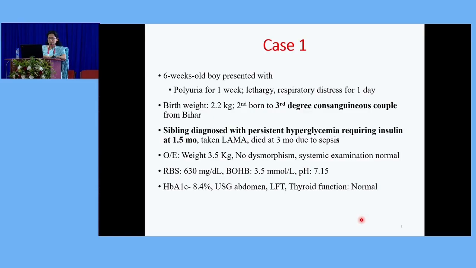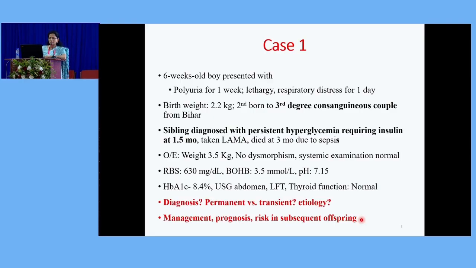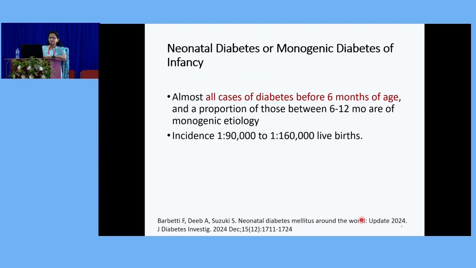So now what is the diagnosis here, and how do we manage this baby? What is the prognosis? Parents have already lost 1 baby. This is a consanguineous couple, so what kind of inheritance pattern are we thinking of? These are the questions that we will try to answer as we move through the presentation.